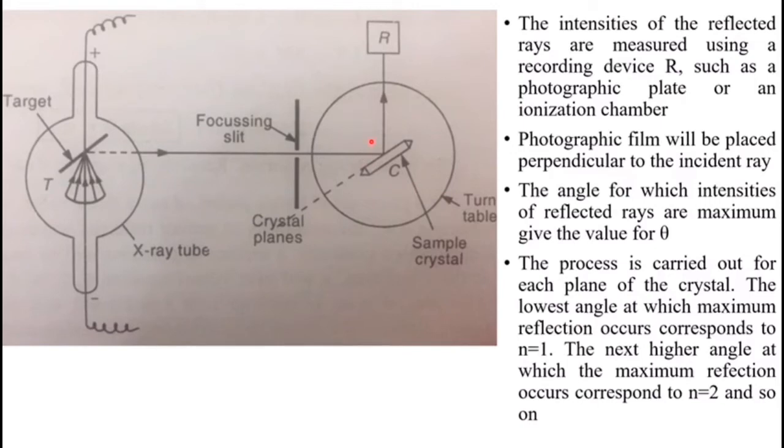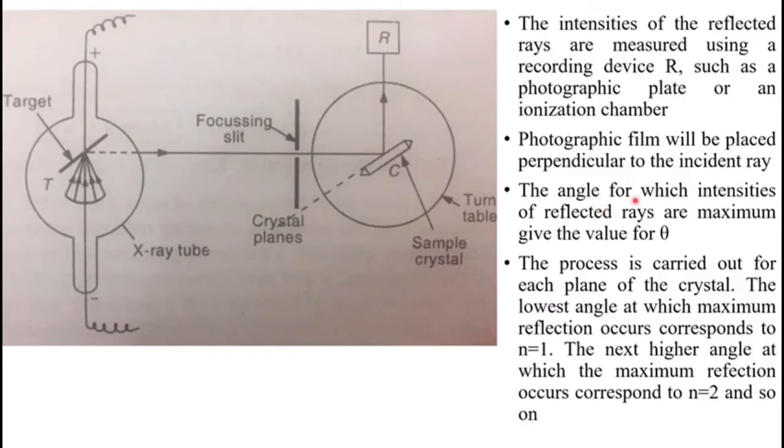So here we will be getting different diffraction angles, and the intensities of the reflected rays are measured. Some will be transmitted, some will be reflected. Each plane will give different angles for diffraction. The intensities of these reflected rays will be measured using a recording device R. This recording device may be a photographic plate or an ionization chamber. This photographic plate will be fixed here, and this photographic film will be placed perpendicular to the incident ray. So this angle will be 90 degrees.